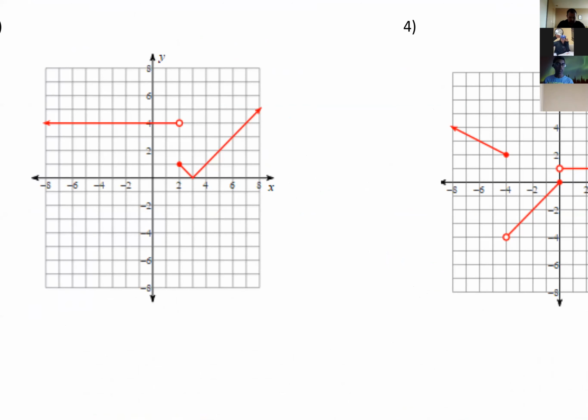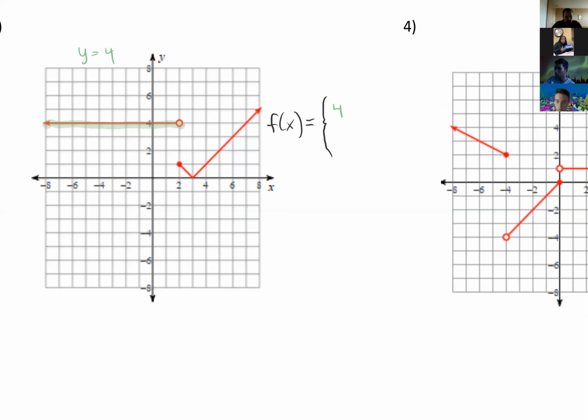So for this one, I'm going to start with the piece on the left, like I've been doing. And then I'm going to write a piecewise function here. So you could say y equals. You can also say f of x equals, but y equals is fine. So I'm going to say f of x equals, and do a brace. Okay, so what's the equation of this green line? Y equals 4. So I'm just going to put a 4 right here.